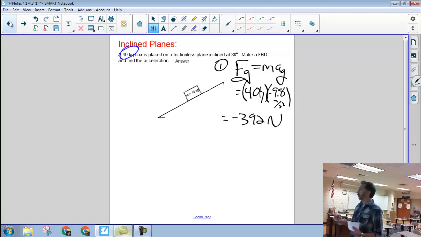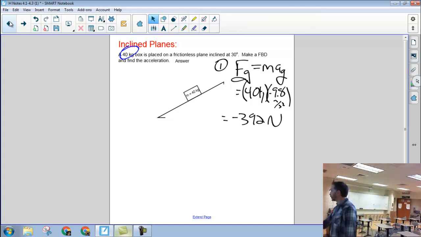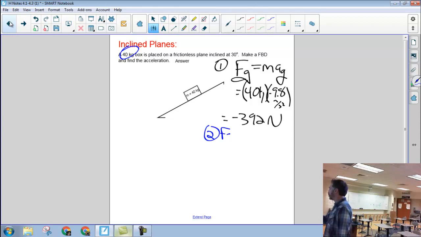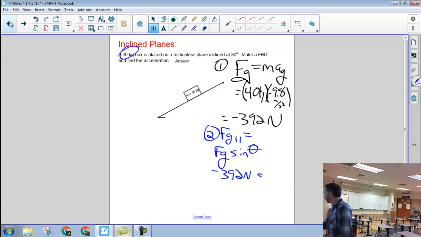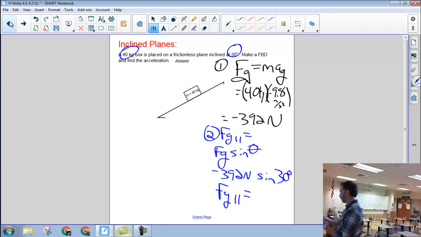Your step two would be to say, oh, but it's on an inclined plane. So I should calculate my FG parallel and my FG perpendicular. So FG parallel is FG times the sine of theta. So for me, that's 392 newtons, I guess negative, times the sine of 30 degrees. So if you solve that, you find out that your FG parallel is 196 newtons. Negative, as in it's going down the ramp.